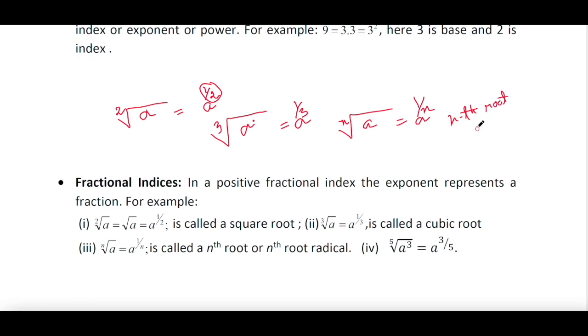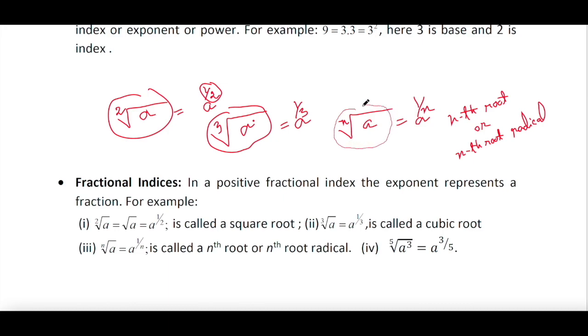More accurately we should say nth root radical. So this one you can say square root radical, this one cubic root radical, and this one nth root radical. But simply we can say square root, cubic root, fourth root, fifth root, nth root, and so on.